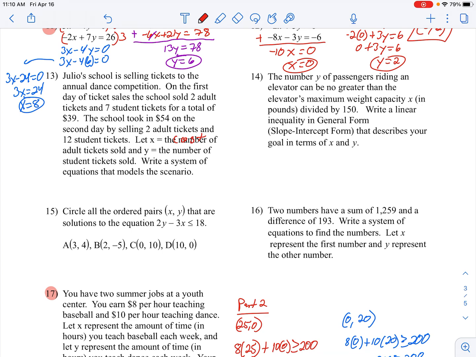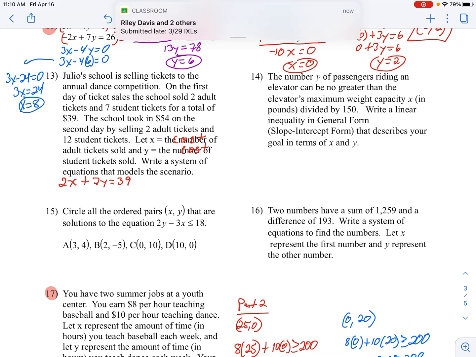So how much was one single ticket? And Y should be the cost of a student ticket. All right, so 2 adults. We don't know how much it cost, but 2 times that plus 7 times Y. And together we made $39 off that combination.